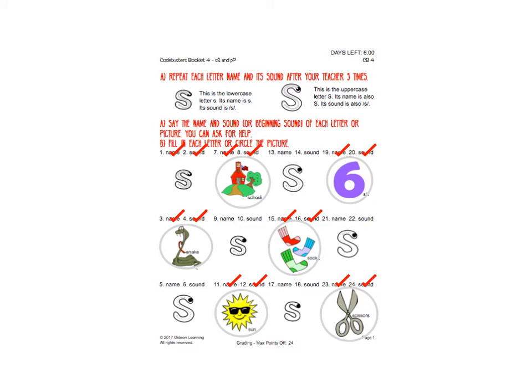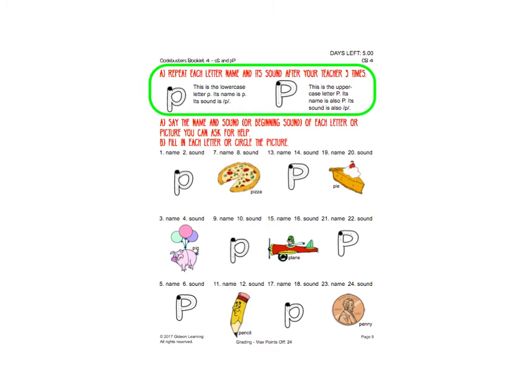Now let's learn about the next letter. First, we'll read the directions. Repeat each letter name and its sound after your teacher 3 times. This is lowercase letter P. Its name is P. Its sound is P. P, P, P. And now you can write your lowercase letter P.